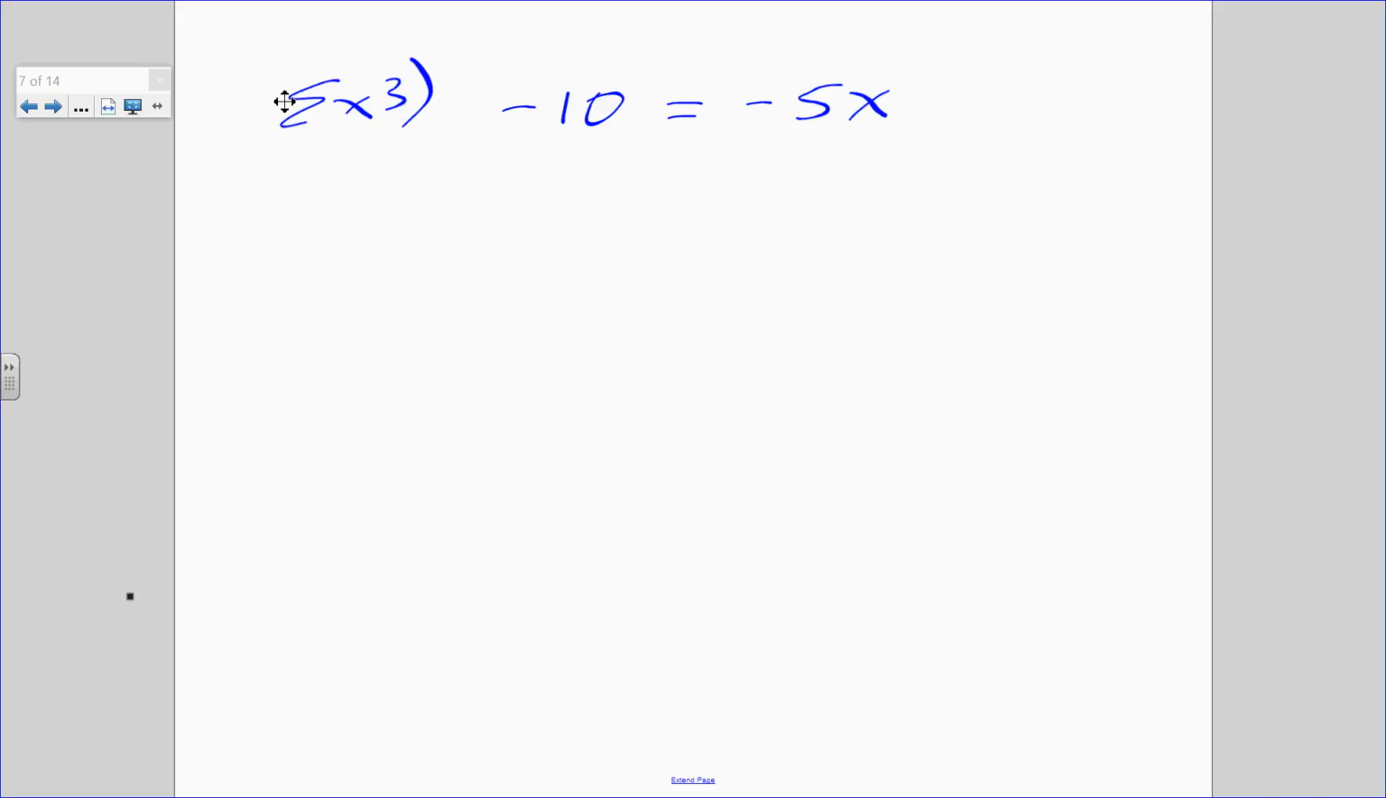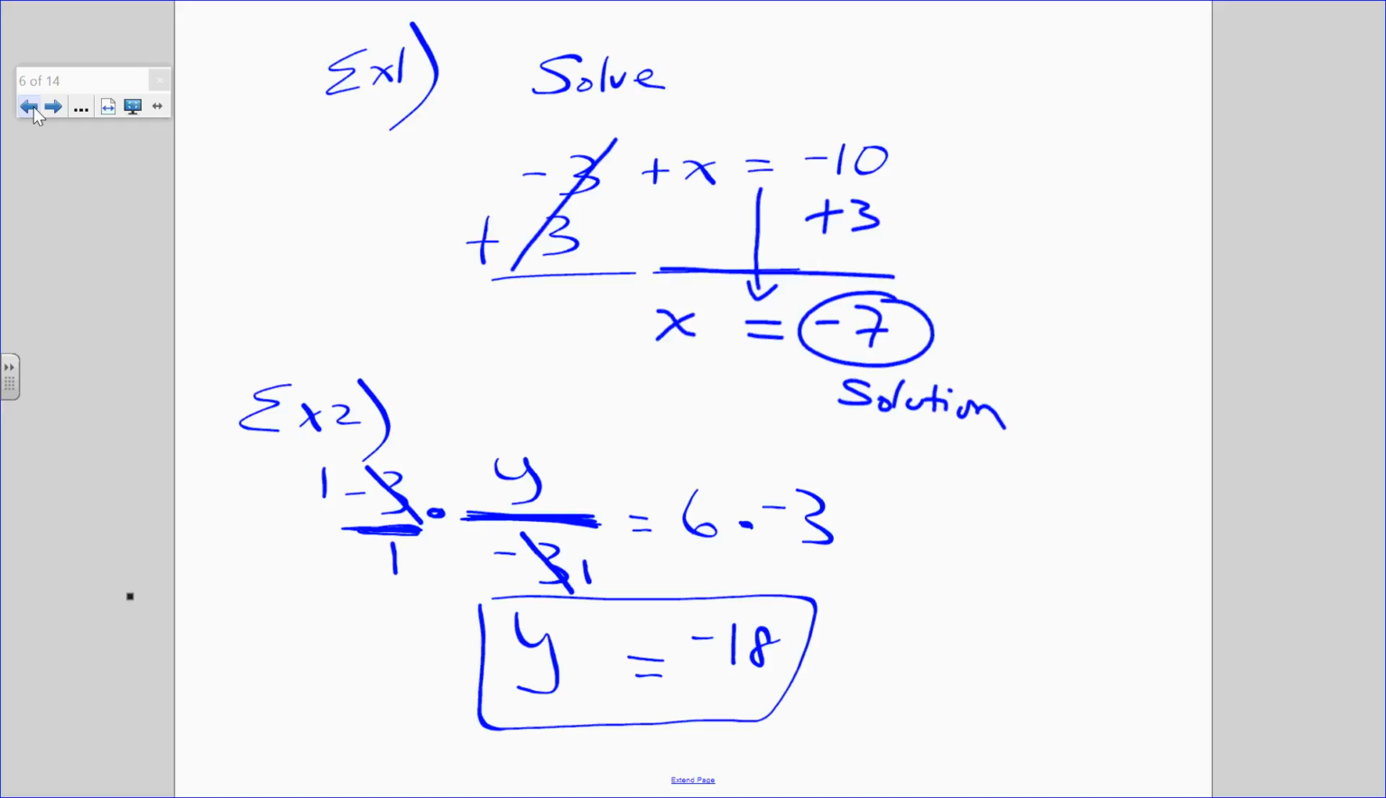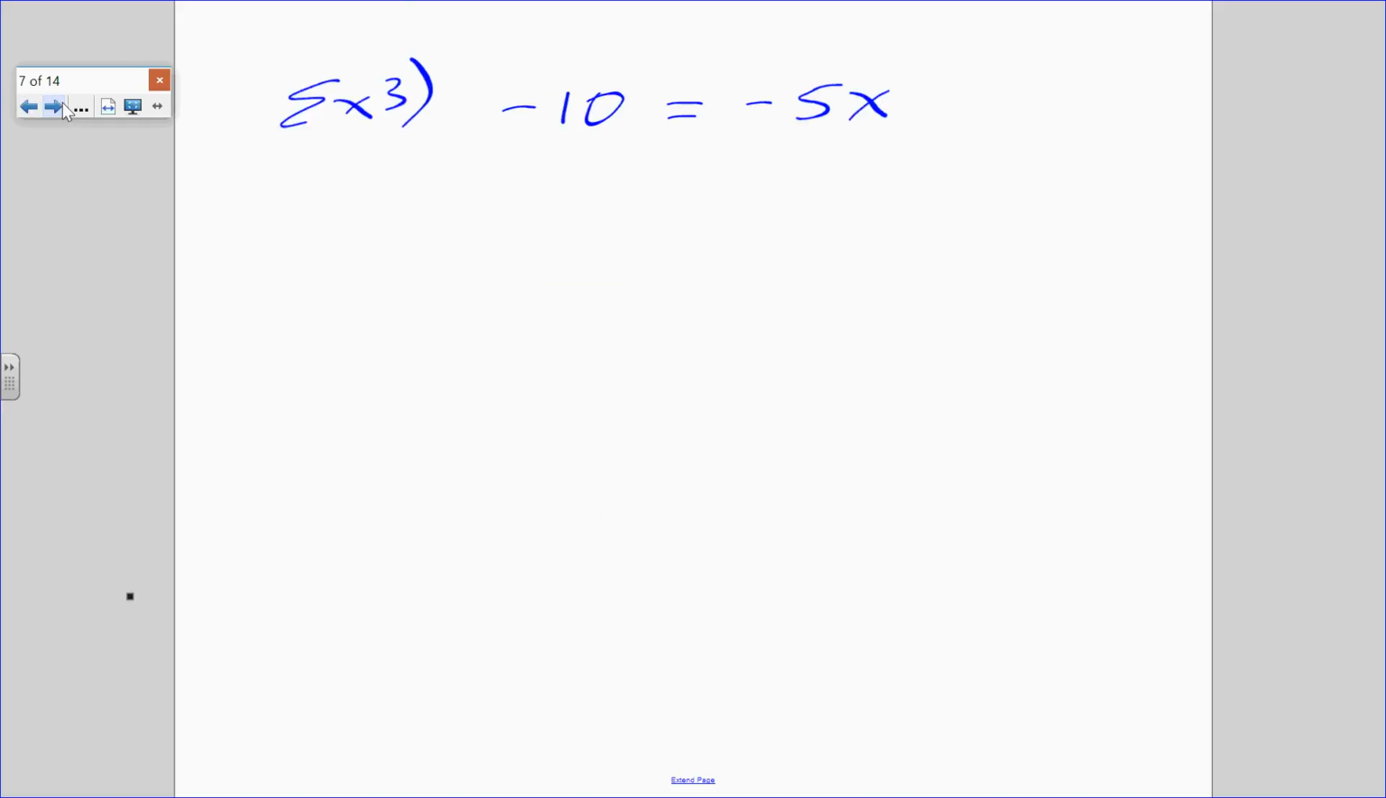The first 2 examples I left on the left side. Look, y is here on the left, x on the left. It doesn't matter what side the variable is on, as long as it's by itself.